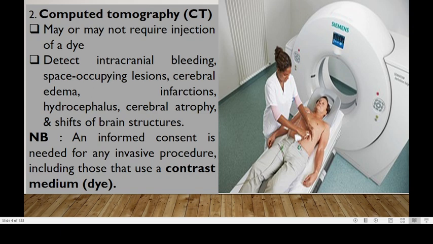Okay. The other test is computed tomography, the CT scan, guys. Sometimes it may or may not require injection of a dye. This test is important because it helps us detect intracranial bleeding and space-occupying lesions, cerebral edema, infarctions, hydrocephalus, cerebral atrophy, and shifts of brain structures. Remember, you need an informed consent in any invasive procedure, especially those that include a contrast, right?